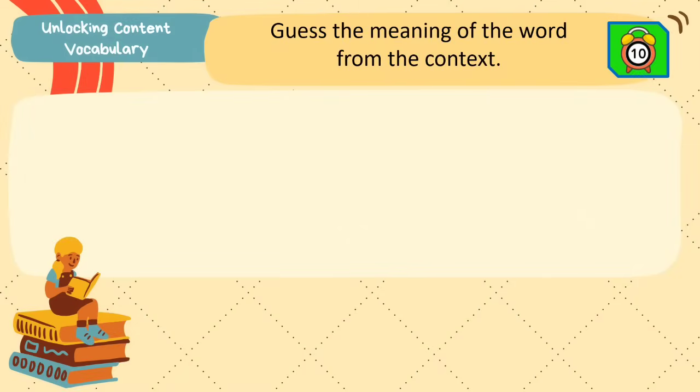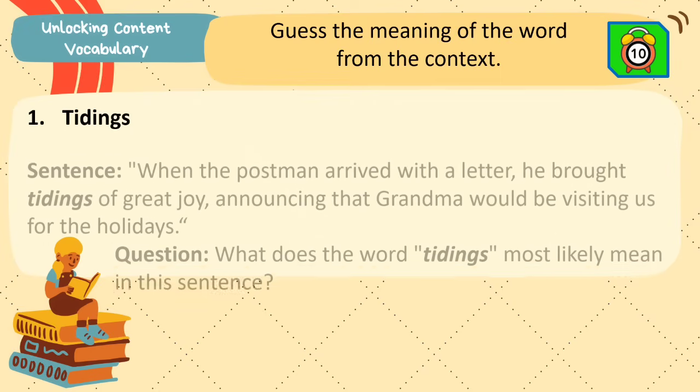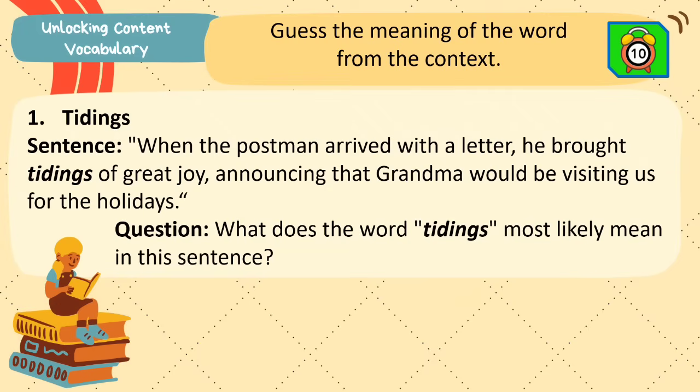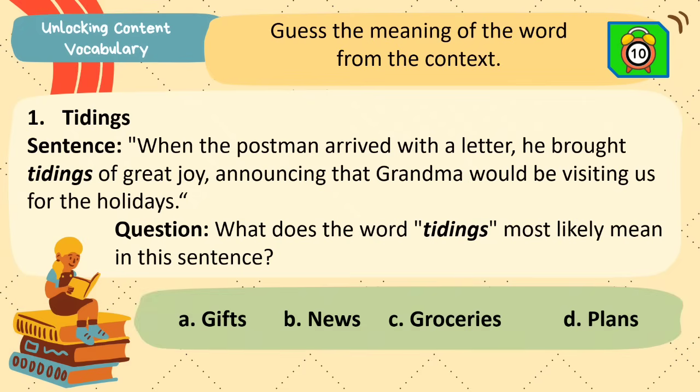All you have to do is guess the meaning of the word from the context. For example, number 1, the word tidings. You are going to read the sentence. When the postman arrived with a letter, he brought tidings of great joy, announcing that Grandma would be visiting us for the holidays. Now we have a question. What does the word tidings most likely mean in this sentence? And you are going to choose the letter of your answer.